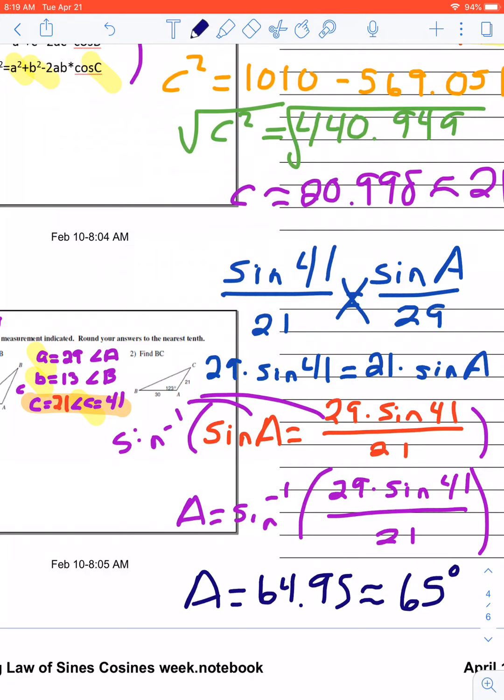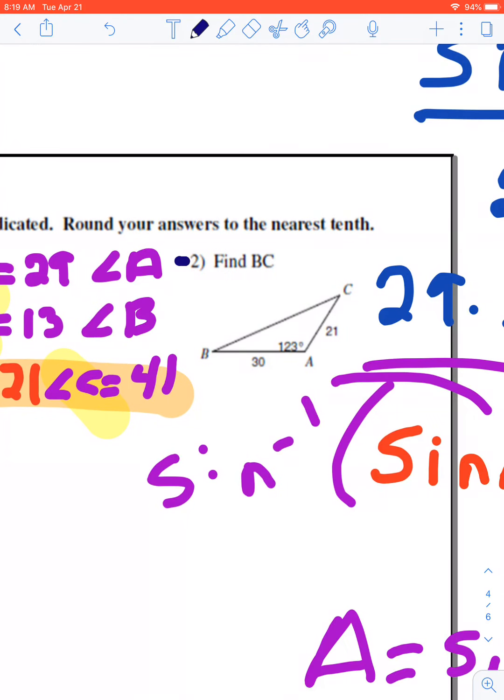So I go over here to my little triangle, and I know that A is 65. How do I find B now? Well, we know a triangle equals 180. So I do 180 minus 41 minus 65, and I end up with 74.